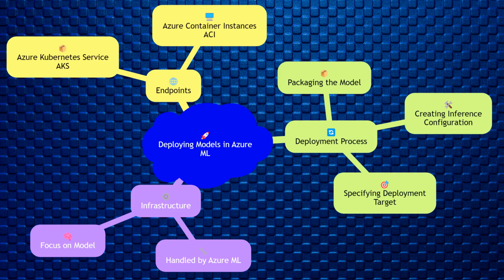Deploying models in Azure ML can be done through various endpoints, such as Azure Kubernetes Service, AKS, or Azure Container Instances, ACI. These endpoints provide scalable and reliable environments for serving your models. The deployment process involves packaging the model, creating an inference configuration, and specifying the deployment target. Azure ML handles the underlying infrastructure, allowing you to focus on the model itself.